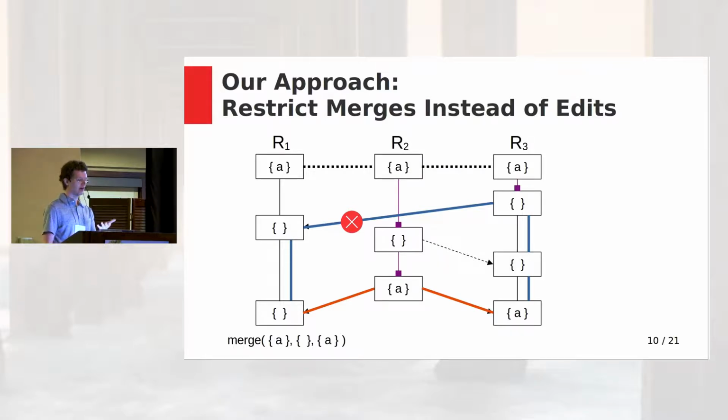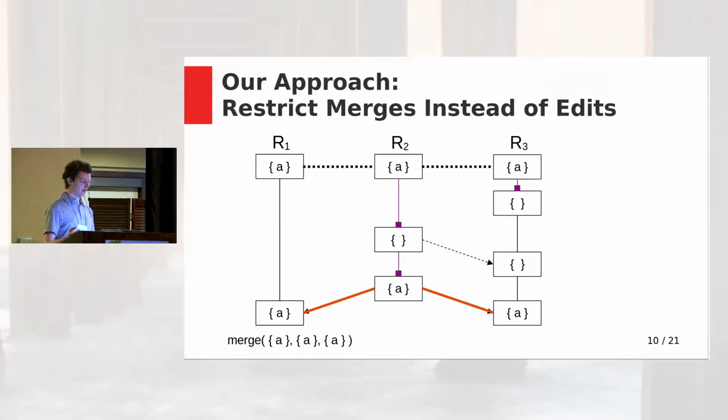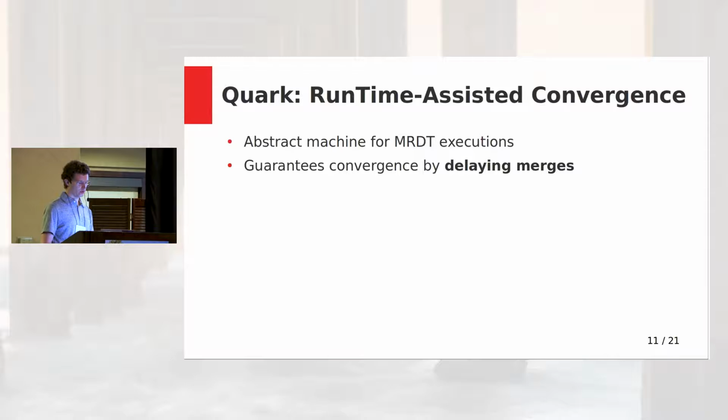So sure enough, if we take out this merge from the graph, the result on R1 would have been the same as the result on R3, and we have convergence. So that's the approach we use, and we formalize this in an abstract machine for MRDT executions that we call Quark. And Quark is able to guarantee convergence by delaying merges.